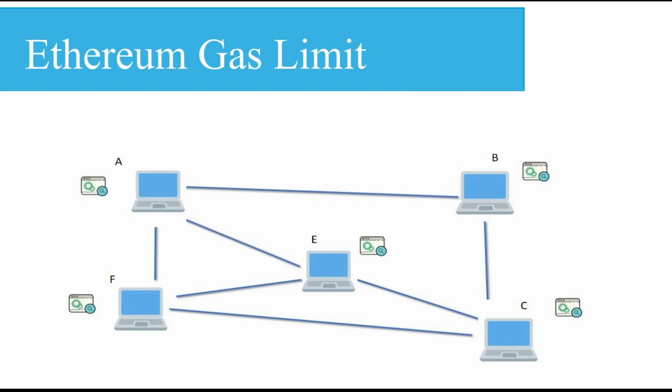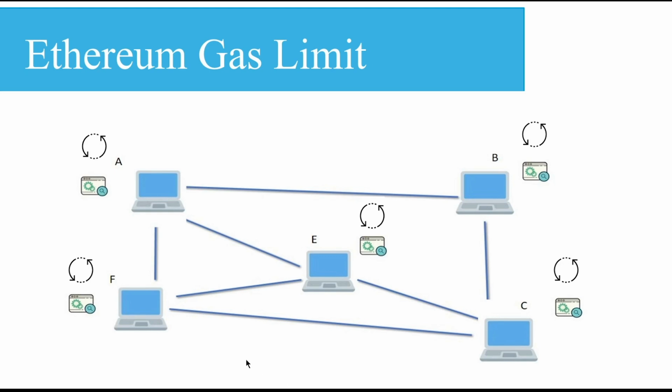Now let us see one of the most important uses of the Ethereum gas limit. Let's consider that this is an Ethereum network and A, B, C, E, F are part of this Ethereum network. And someone has deployed a decentralized application or a smart contract on this network. Now what will happen if this decentralized application or smart contract consists of an infinite loop? Who will stop this loop? Because blockchain is a distributed immutable ledger, it is immutable in nature. So nobody can stop this decentralized application from running, and this smart contract will run infinitely on all the nodes of this Ethereum blockchain.